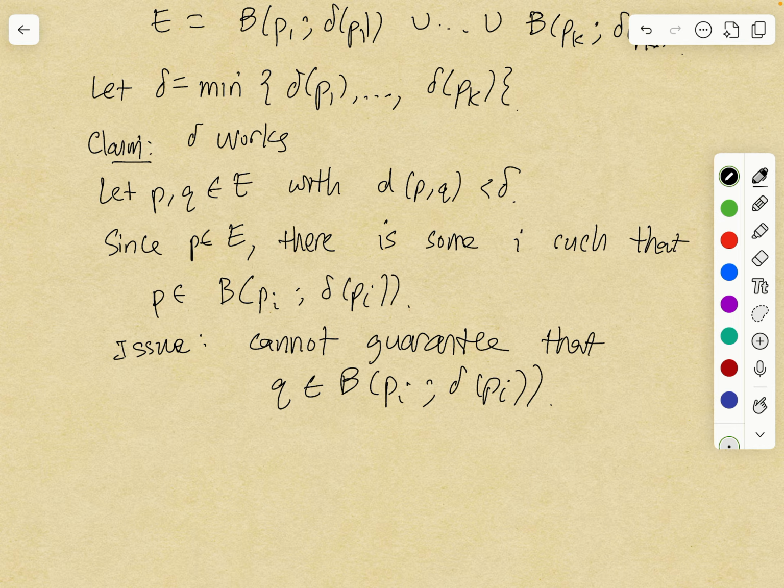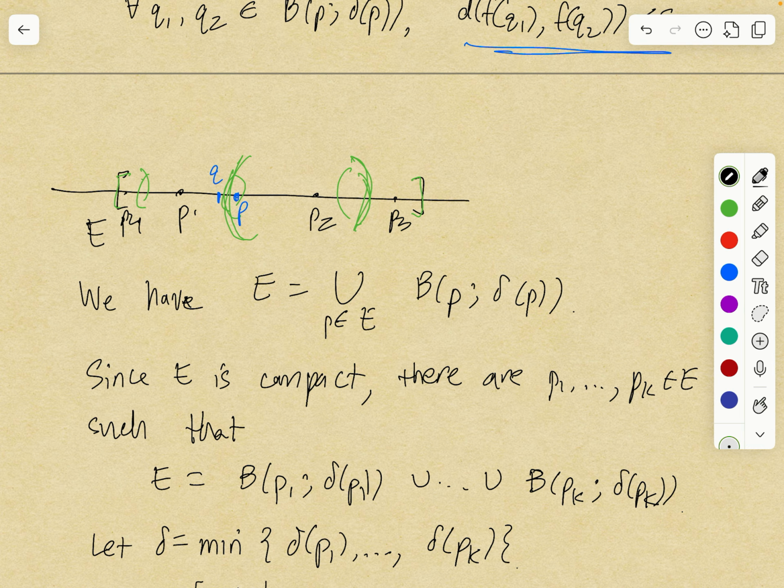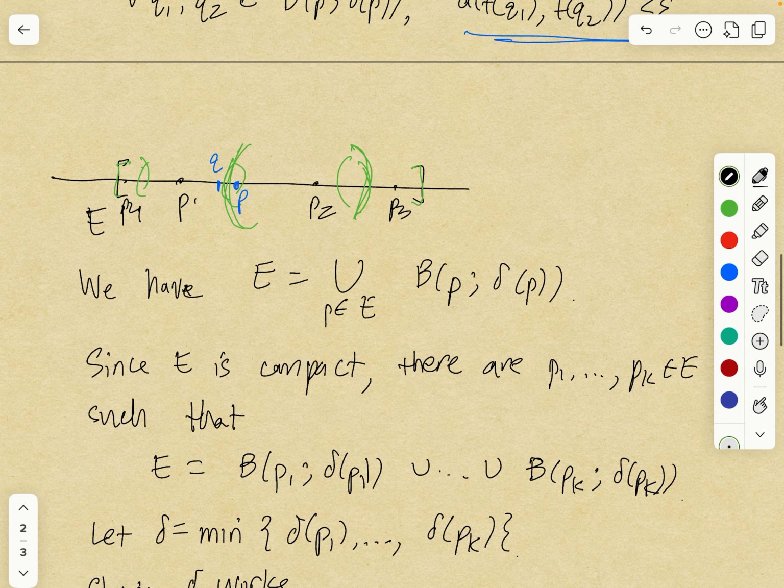Okay, so the reason why the proof doesn't work is because the way we constructed this finite open cover, we cannot guarantee P and Q to be sufficiently close to the Pi's. That's the issue. We can get the P close to one of the Pi's, but we cannot guarantee that Q must be sufficiently close to that Pi. So the trick to get around it is, maybe I shouldn't say trick. The strategy, trick, whatever, is go back to this.